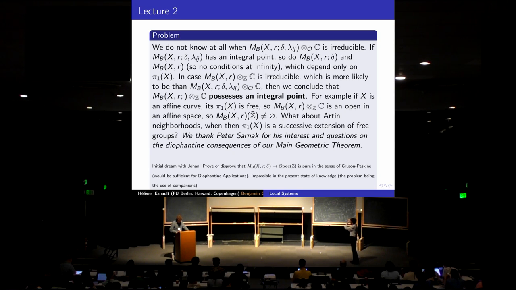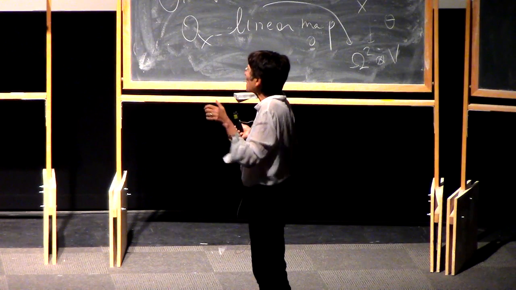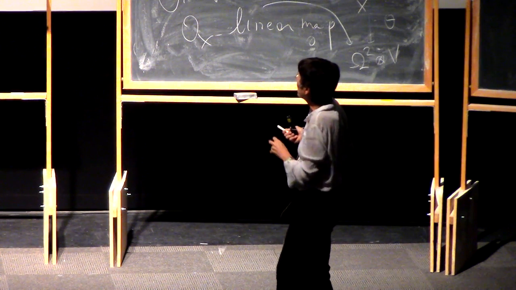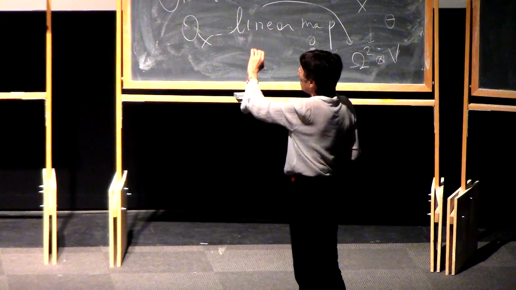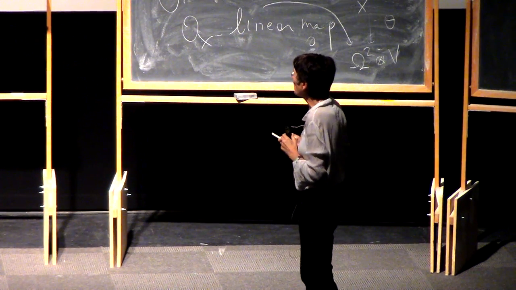I cannot answer this question here, but I have to mention that this kind of discussion is propagated, so to speak, by Peter Sarnak. I discussed quite a lot with him, and he proved himself, with a student of his, in one very specific example earlier on, that he has an integral point here. So not only a Z-bar point, but a Z point, or a quadratic extension of Z and so forth.